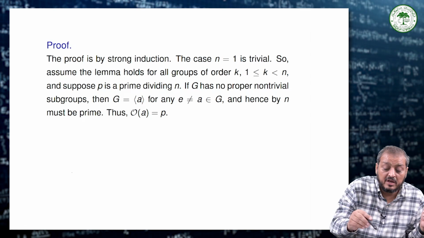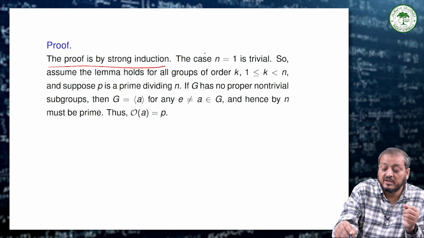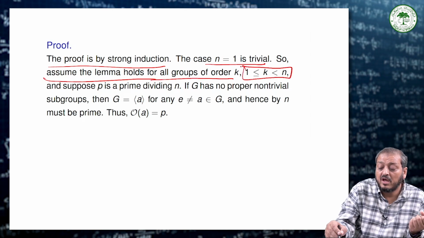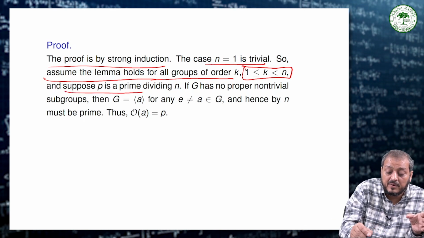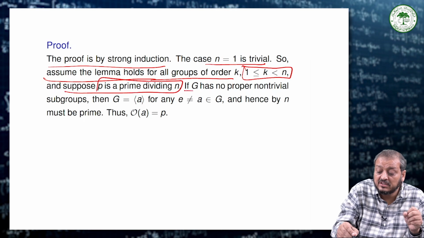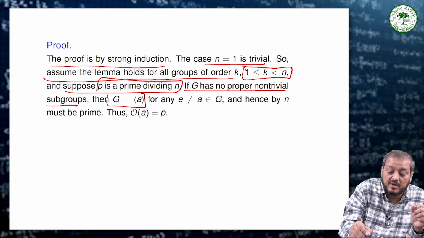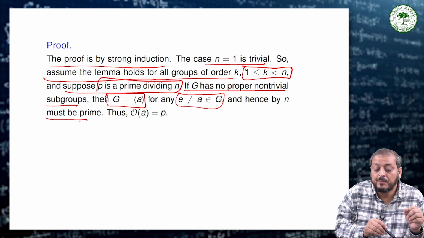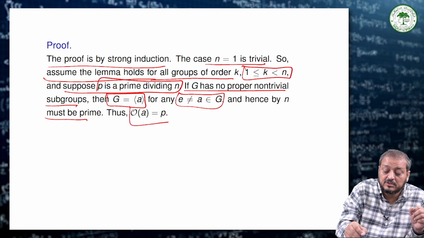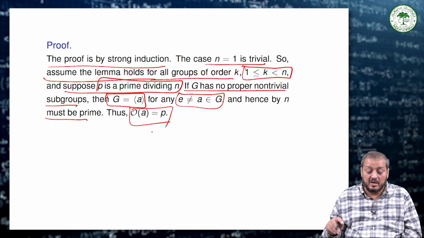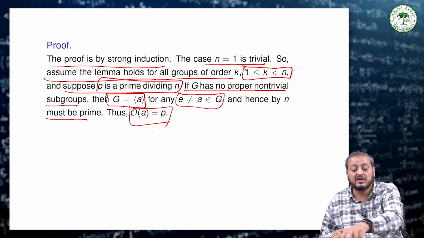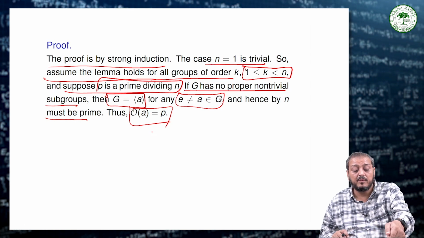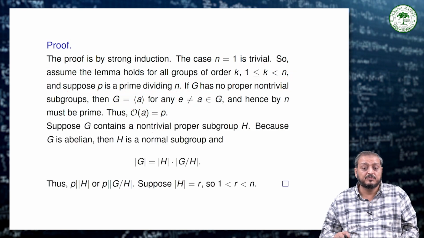Now, proof by induction. We use proof by strong induction. The case n equal to 1 is trivial. So assume that the lemma holds for all groups of order k, where k lies between 1 and n, and suppose P is a prime number dividing n. If G has no proper non-trivial subgroups, then G is generated by A, where A is an element of G not equal to the identity, and hence n must be prime. Since P is a prime dividing n, the order of A must be equal to P.